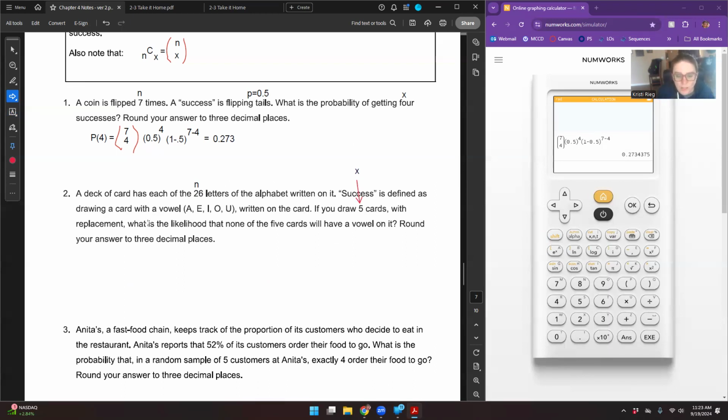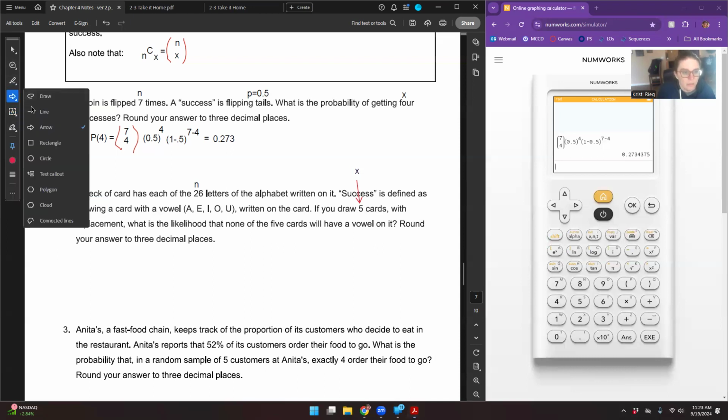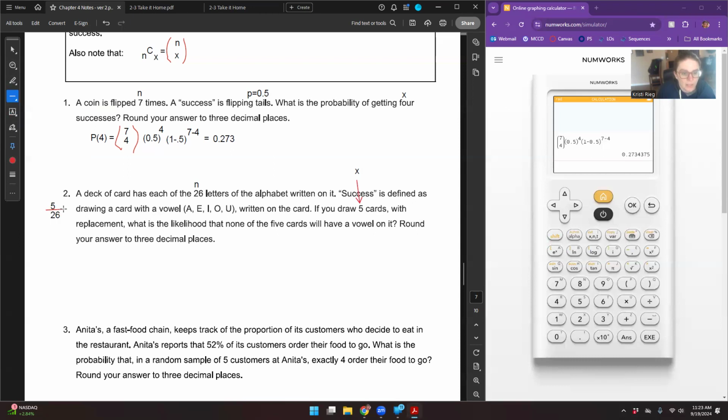So drawing a vowel, we know that there's 5 vowels. Drawing a vowel out of the 26 cards is just 5 out of 26. That's the probability of drawing a vowel. We're putting it back in, and the next time we can draw another vowel or a consonant, we don't know, but the probability is going to be 5 out of 26.